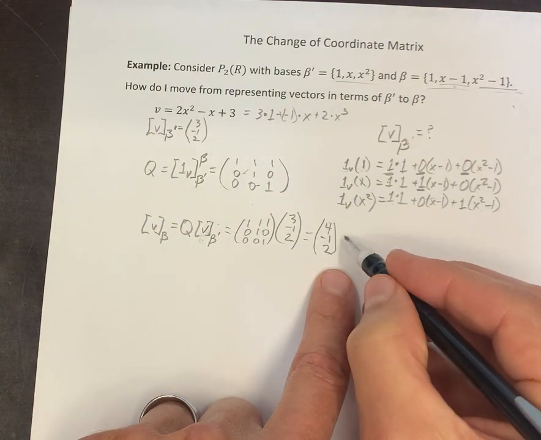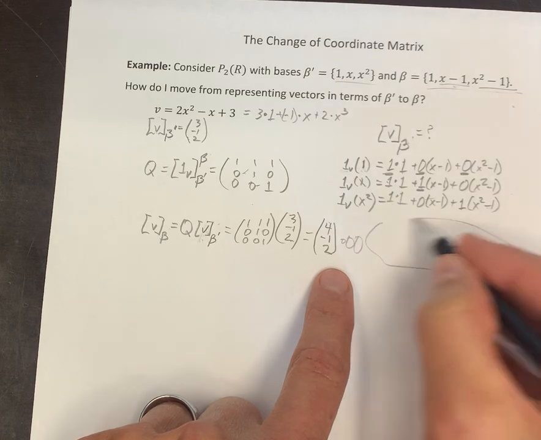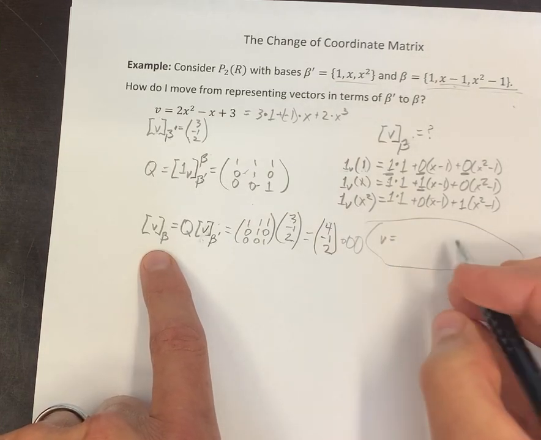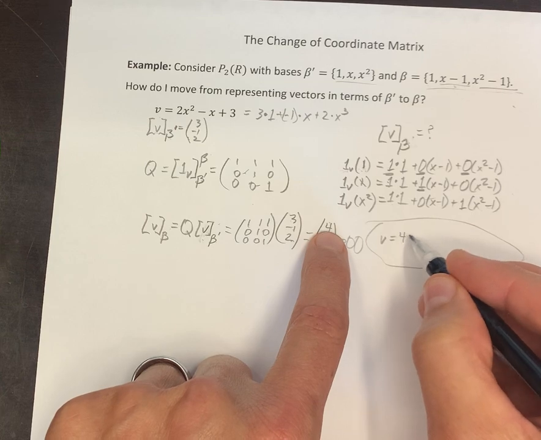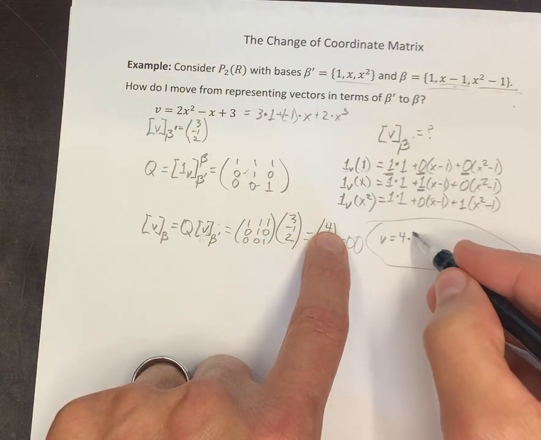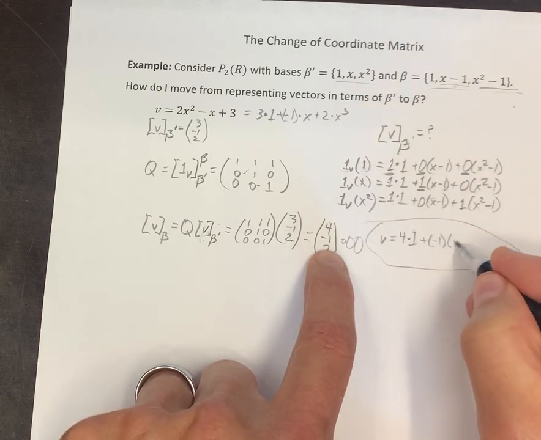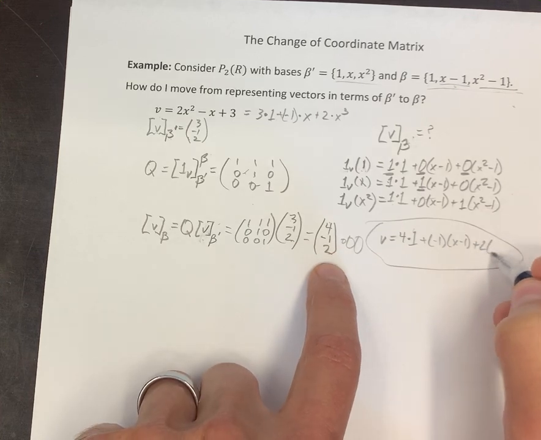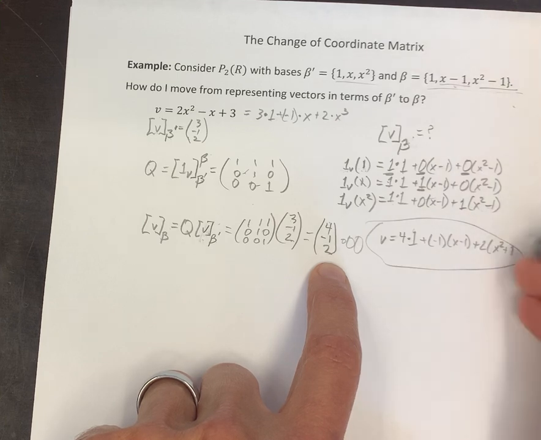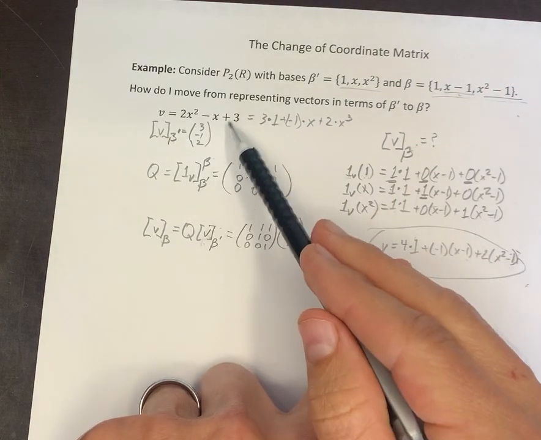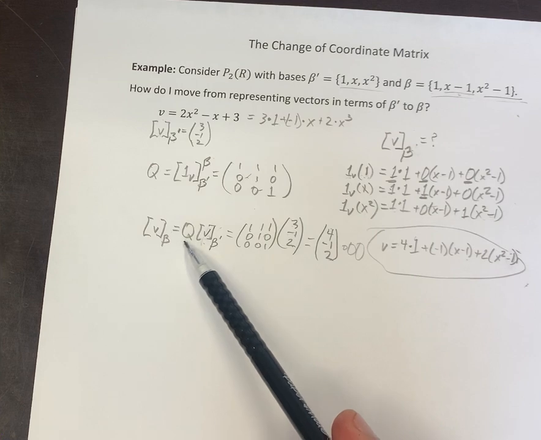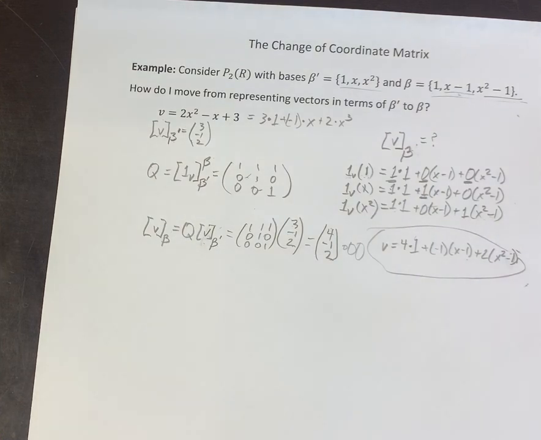What does that mean? When you see this, you think that V can be written as 4 of the first basis element plus negative 1 of the second basis element plus 2 of the third basis element. That's a minus. And you could multiply all that out and you could see that that really is V. So this change of coordinate matrix does exactly what I'm hoping for it to do, okay?